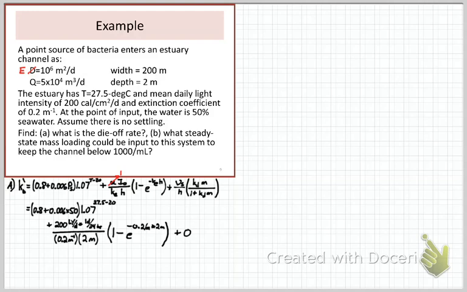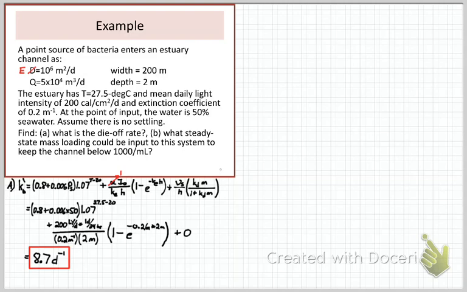Light intensity of 200 Langleys per day. 1 Langley is the same as 1 calorie per centimeter squared. And you'll note that I'm converting that into hours. Double check the equations in the textbook. You'll see that that's the proper units. We need to put that into the equation. Extinction coefficient and depth on the bottom, and then completed the same in the exponential. And the final term is plus 0 because there is no settling in this problem. And so I calculate a die-off rate or a removal rate of 8.7 per day.